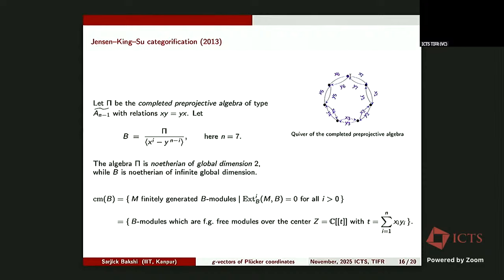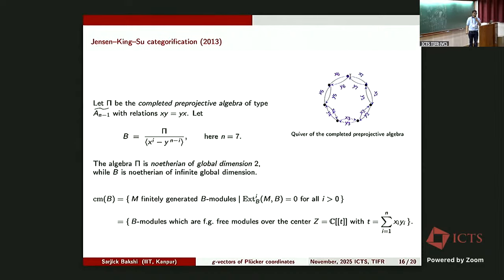So we have these relations which are like xy = yx. For example, at this vertex, you go x and then y, and you go y and then x. So they are the same, and you add certain more relations, like x to the power i and y to the power n minus i. For example, x cubed and y to the fourth in that direction. So they also have to be the same. So this preprojective algebra is Noetherian of global dimension 2.